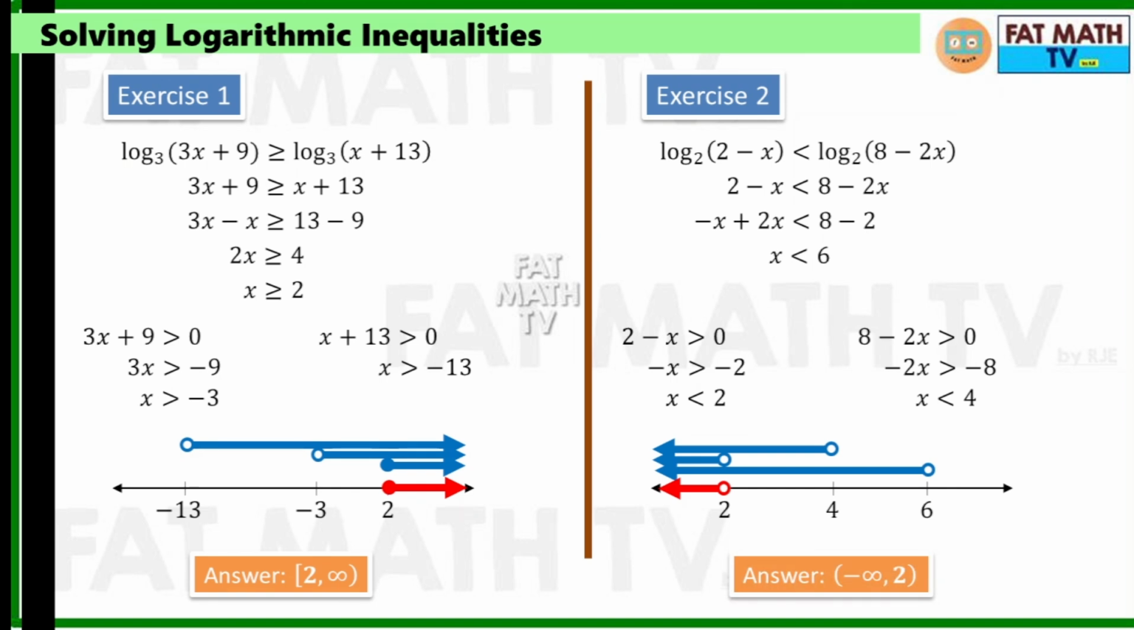So in interval notation, you write that as parenthesis negative infinity comma 2 parenthesis. All numbers, or all real numbers, less than 2.